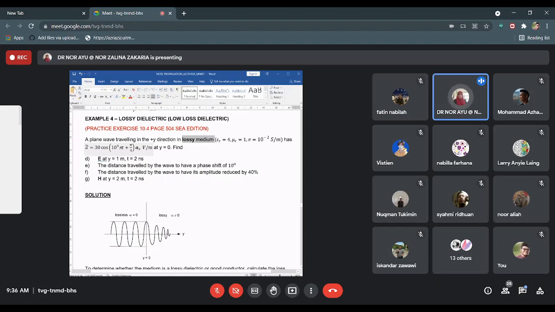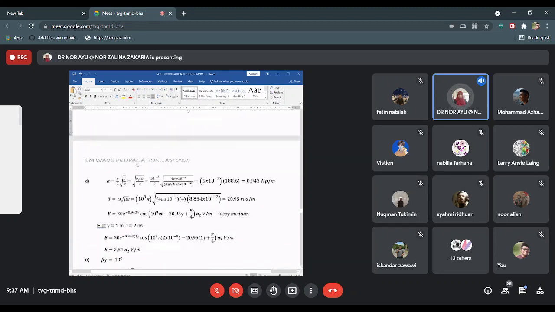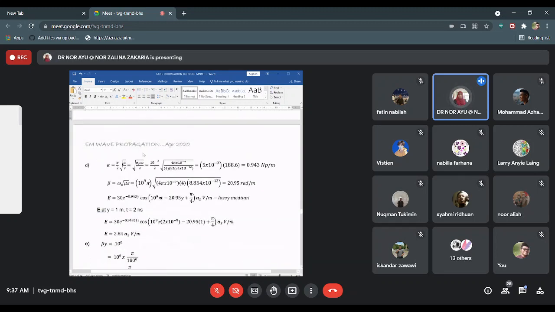Okay, because the E field that was given is not complete. So if you take the general equation, you must have this e to the minus alpha z. So because of that, you have to find all the values. Okay, so you need to find alpha, you need to find beta.